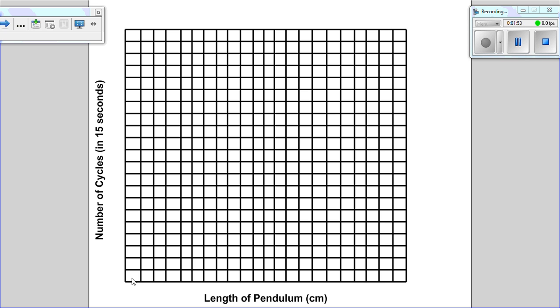Again, on the x-axis, the horizontal axis, the label is Length of Pendulum. Notice the capital L and the capital P. In parentheses is the unit, which was centimeters. And the y-axis, the vertical axis for your dependent variable, is the Number of Cycles. Again, note the capital N and the capital C, and they were counted in 15 seconds.